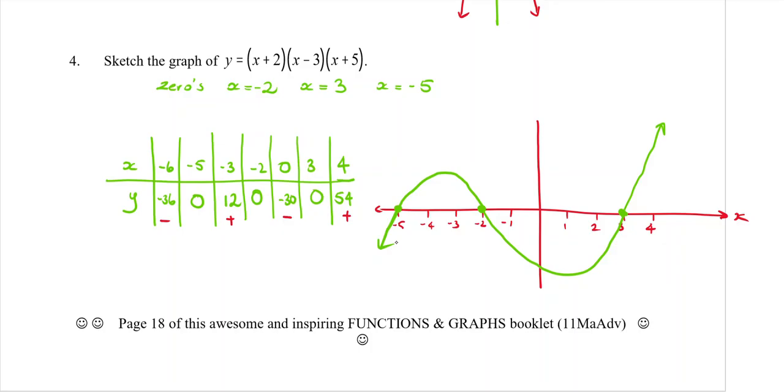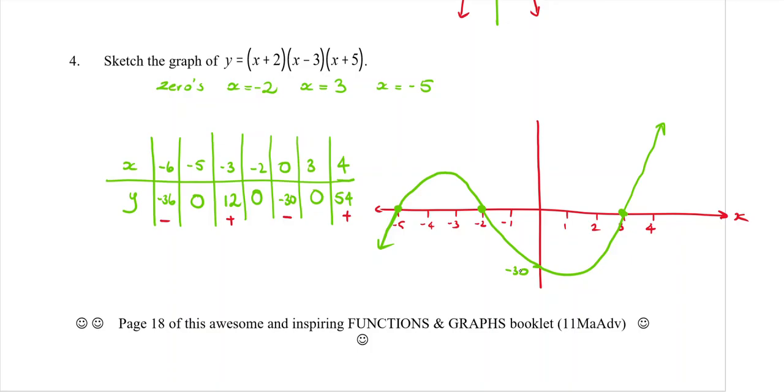Important things to know is that where these things turn around should be approximately in the middle. And you should always label the y-intercept, which is down here at -30. We worked that out in the table. That's why I included the 0.